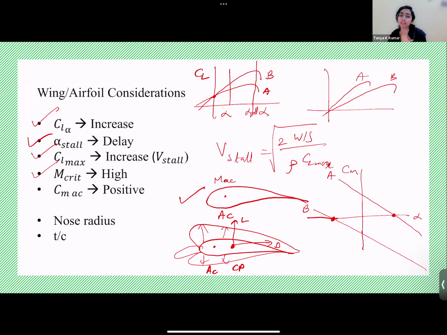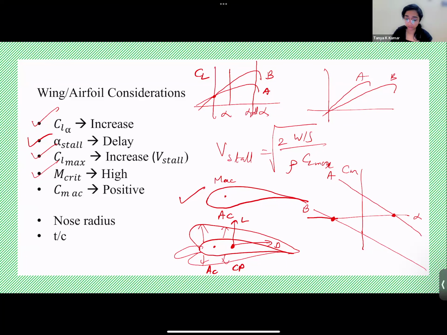So we are using positively cambered airfoils for wings, right? So it has a negative CMAC. So what can be done to make it positive? We can obviously use a negatively cambered airfoil, but it will not produce the necessary lift. So how can you make CMAC positive?